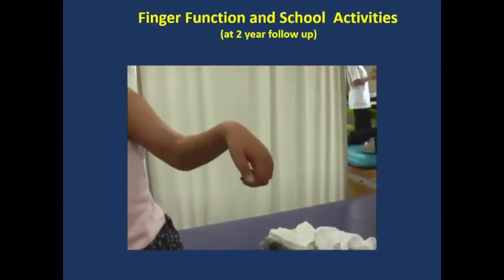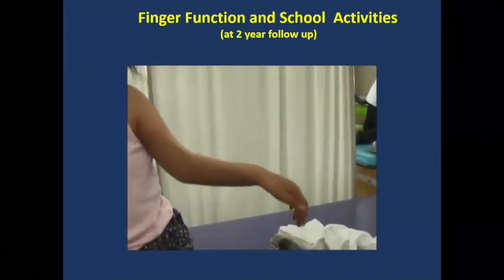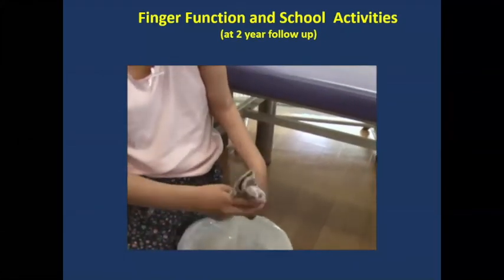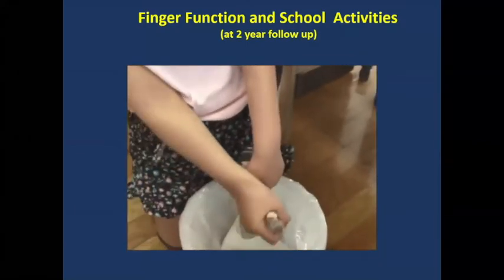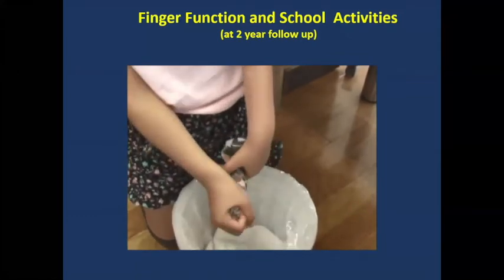She had good control and could effectively use the reconstructed limb in most of her daily and school activities. She could lift a light object and perform two-handed activities like squeezing the dust cloth.